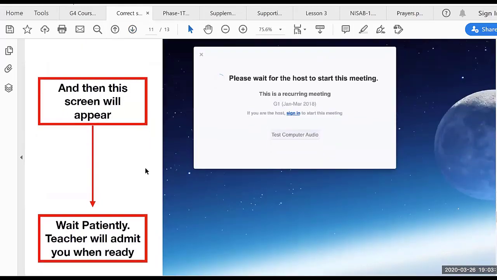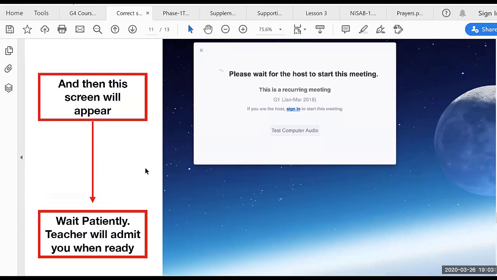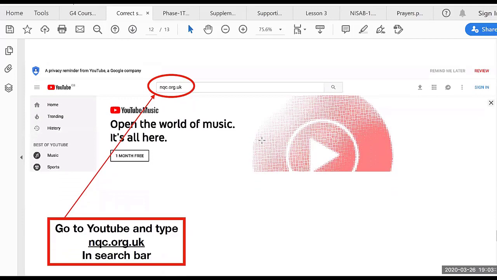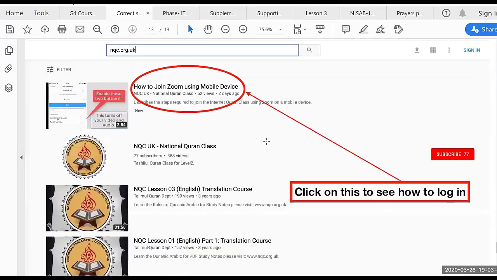Sometimes this screen will come up because the teachers are preparing in the background and the class is supposed to start at 7 o'clock. So if you come early, then this is the screen you will see. And if you need more information, this is our website, nqc.org.uk. You can go to the website and there's this video which has more information on how to join Zoom and how to join correctly.